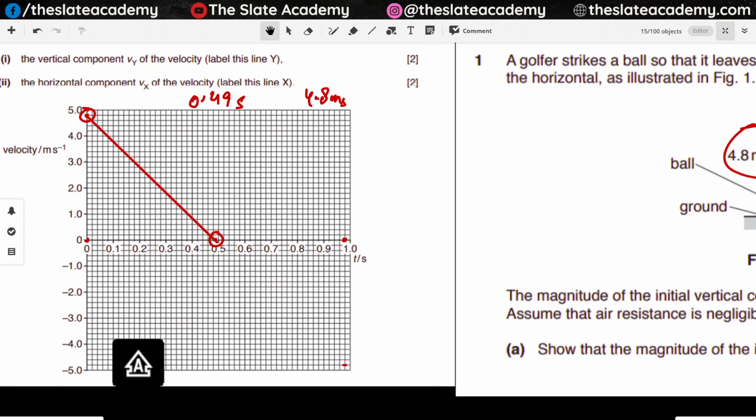But why am I marking in the negative trajectory? Because initially the velocity was upwards, now it will be downwards. So if upwards was positive velocity, the downward will be the negative velocity, right? So this complete graph from there to this point will now be extended like this.